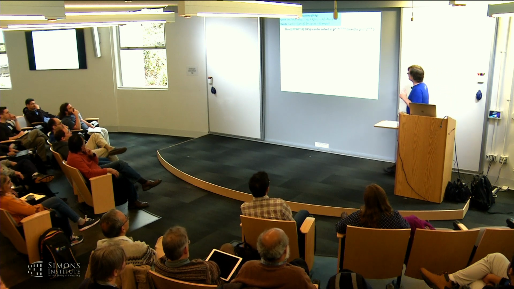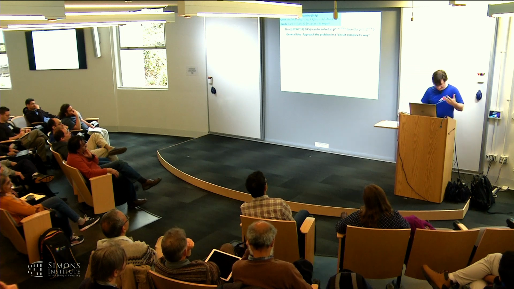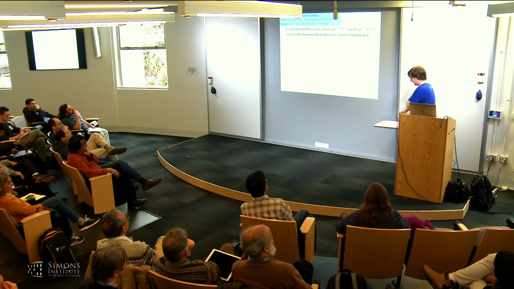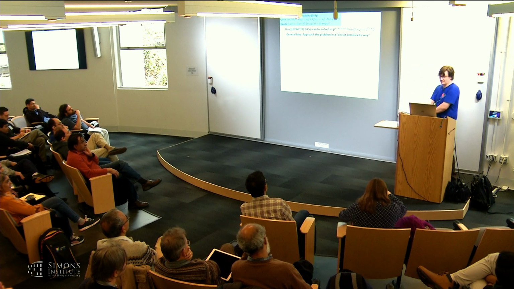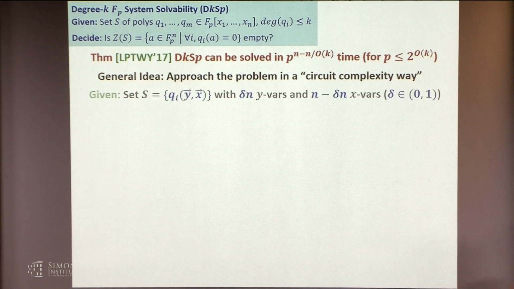The general idea behind this algorithm, what makes it different, I think, from lots of other algorithms for this problem, is to approach this in a circuit complexity way. Try to define a kind of circuit, some hybrid between a Boolean circuit and a circuit that takes values from F_p as input, and then try to massage the circuit and do some interesting evaluation on the circuit. So that's the general idea.